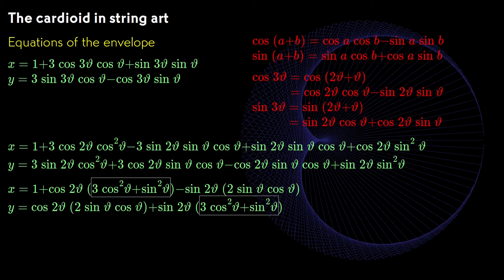Regrouping leaves us with the double angle sine formula, plus a couple of terms with the common factor 3 cos squared theta plus sine squared theta. Can we make that common factor nicer? Let me step over to the other chalkboard and quickly run through that calculation.